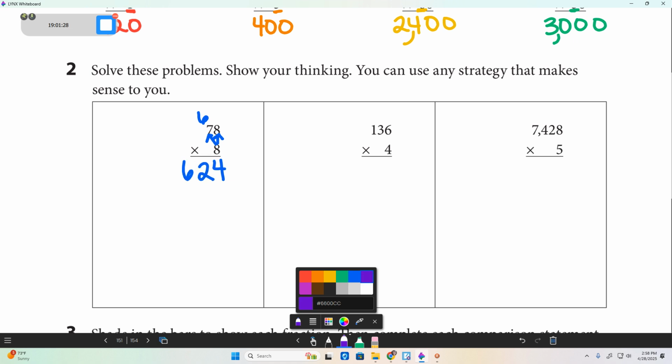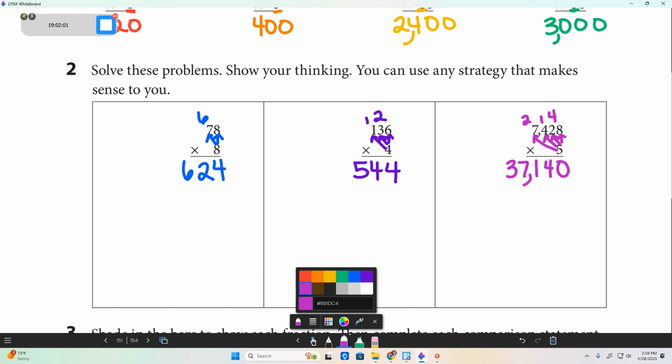Okay, next one, multiply 4 times everything on the top. 4 times 6 is 24. 4 times 3 is 12, plus 2 is 14. 4 times 1 is 4, plus 1 more is 5. And now let's multiply 5 times everything on the top. 5 times 8 is 40. 5 times 2 is 10, plus 4 is 14. 5 times 4 is 20, plus 1 is 21. 5 times 7 is 35, plus 2 more is 37.